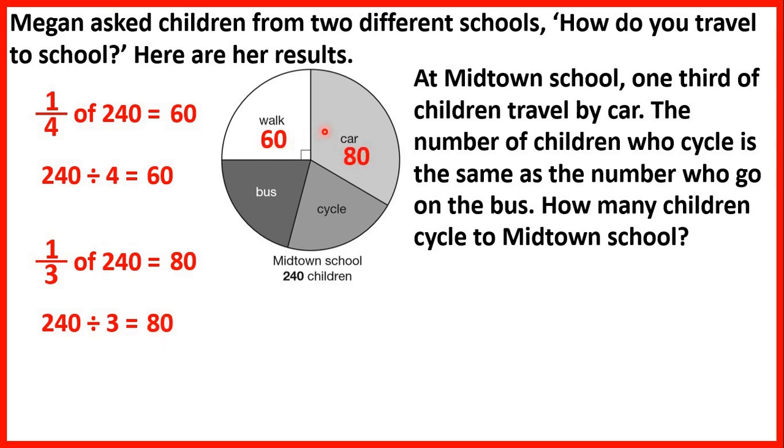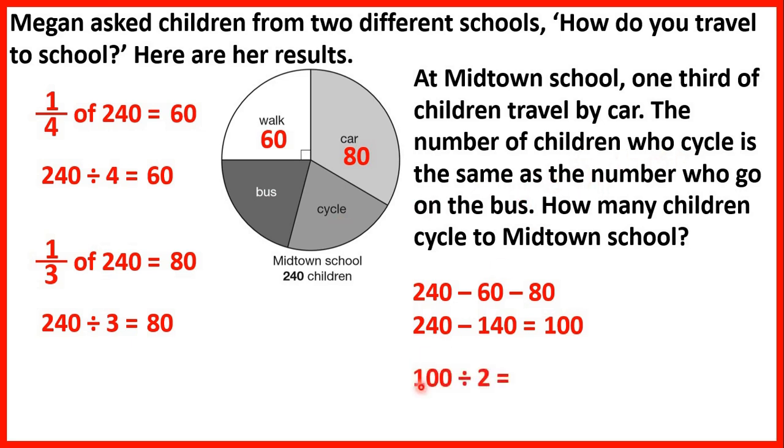So we know that 60 walk and 80 go by car. We also know that the number who cycle is the same as the number who go on the bus. So what we can do is work out how many children either go on the bus or cycle. There are 240 altogether. So if we subtract 60 and then 80, so subtract 140 altogether, that gives us 100. So because there are 240 children altogether, and 60 plus 80 plus 100 makes 240, we know that 100 children either go by bus or cycle. Now because the number is the same, what we can do is divide 100 by 2, and because that's 50, we know that 50 children must cycle to Midtown School.